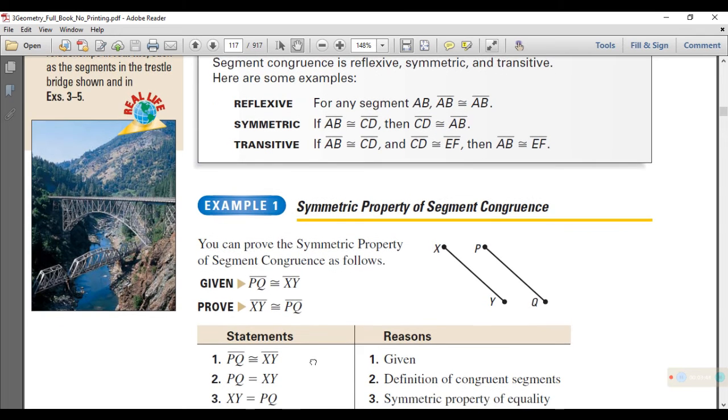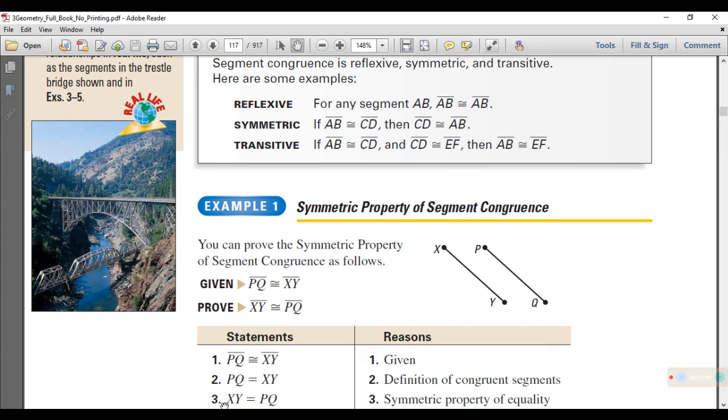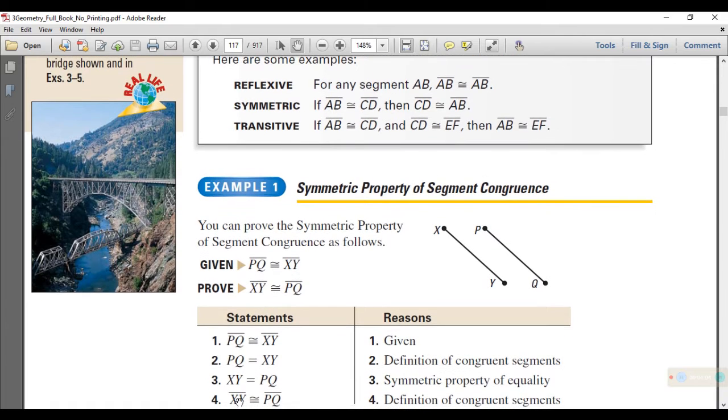Using the symmetric property of equality, meron tayong XY, a numerical value, is equal to the length of PQ, another numerical value. So, symmetric property of equality, which will then give us the outline for segment XY is congruent to PQ. Ulitin natin yung definition of congruent segments. Meron tayong apat na outline. Ang ginamit lang natin ay, una, si given. For number 2 and number 4, definition of congruent segments, and we apply symmetric property of equality to arrive at the last outline.